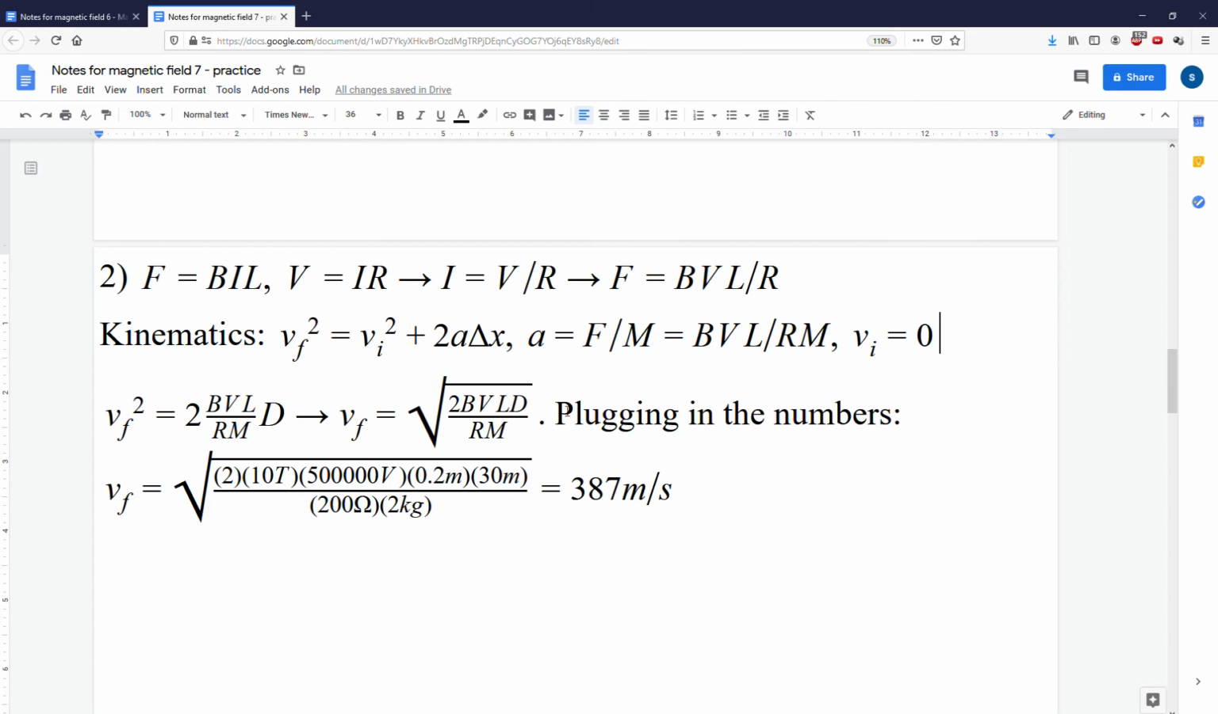If we plug the numbers into our formulas, we get final velocity is equal to 2 times the magnetic field of 10 Tesla times the voltage of 500,000 volts times the length of 0.2 meters times the distance of 30 meters divided by the resistance of 200 ohms and the mass of 2 kilograms, which gives us a final value of 387 meters per second.